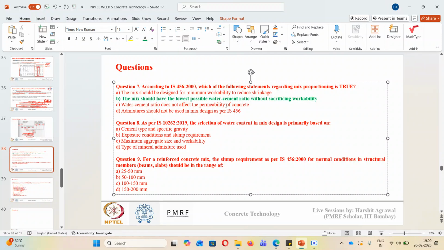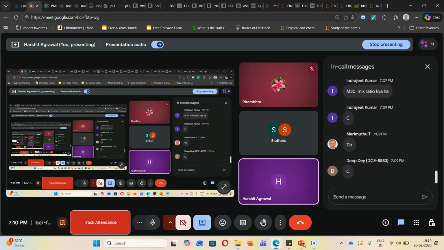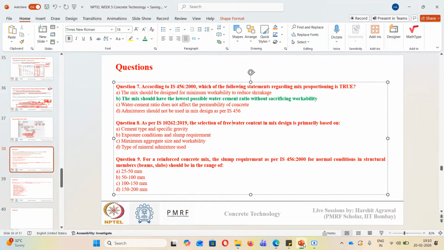As per IS 10262, the selection of water content is primarily based on which factor? Water factors determine the selection of free water content. For question number 8, can anyone tell me the answer?